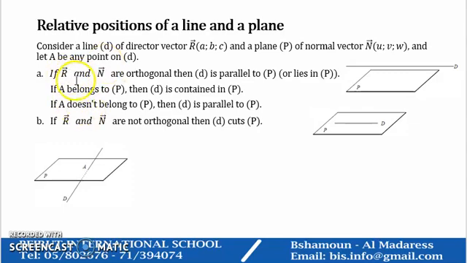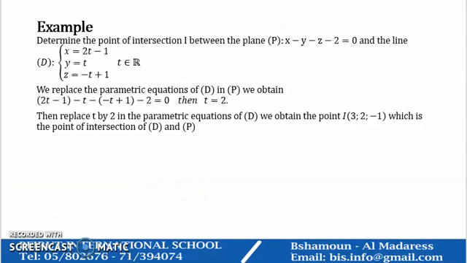If R is a director vector of the straight line and N is a normal vector of the plane, then if they are orthogonal, R dot N equal to 0, then D is parallel to P or lies in P. How am I going to check if D is in P or parallel? I take a point of D and check if it is in the plane. If not, then the line is parallel to the plane. If it is in the plane, then the line is contained in the plane. If R and N are not orthogonal, I can deduce directly that the straight line intersects the plane.